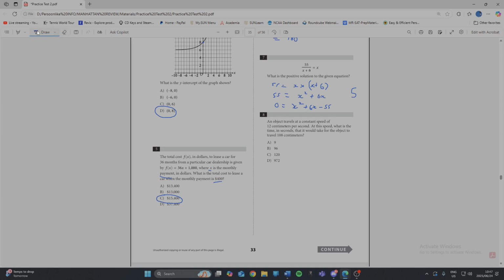Okay, that has been the biggest question thus far. Now it says an object travels at a constant speed of 12 centimeters per second. At this speed, what is the time in seconds that it would take for the object to travel 108 centimeters? So if it travels 12 centimeters every second, what is the amount of seconds it would take to travel 108 centimeters in total? We would just do a simple division. 108 divided by 12 is equal to 9. So A would be our answer over here.